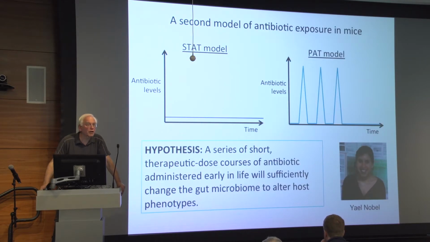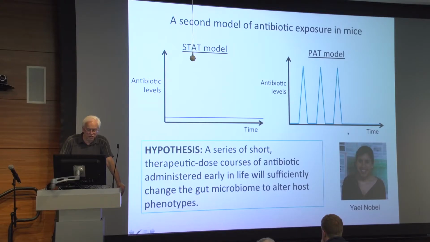Now, up to this point, I've shown you work using the farm model, the STAT model, low doses of antibiotics every day in their drinking water. But human children are getting pulses of antibiotics. They're getting courses of antibiotics to treat their ear infections and their throat infections. So Yael Noble, a student in the lab, tested the hypothesis that a series of short therapeutic dose courses of antibiotics administered early in life will sufficiently change the gut microbiome to alter host phenotypes.